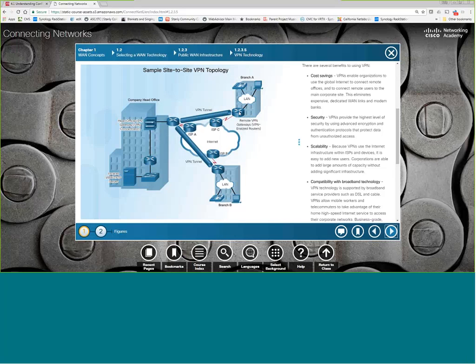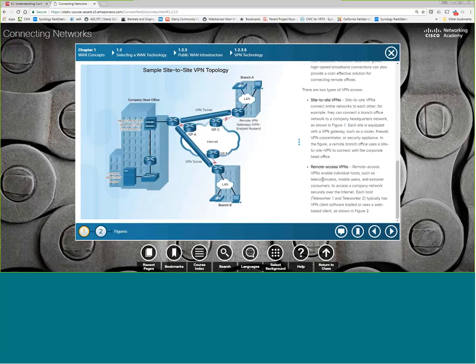These are great because they save money. No longer do you need the dial-up modem banks that you had before. The tunnel can be secured with IPsec and security protocols. It's scalable because as you add more sites, you can just create more VPN tunnels. And it's compatible. It will run across our existing broadband systems.